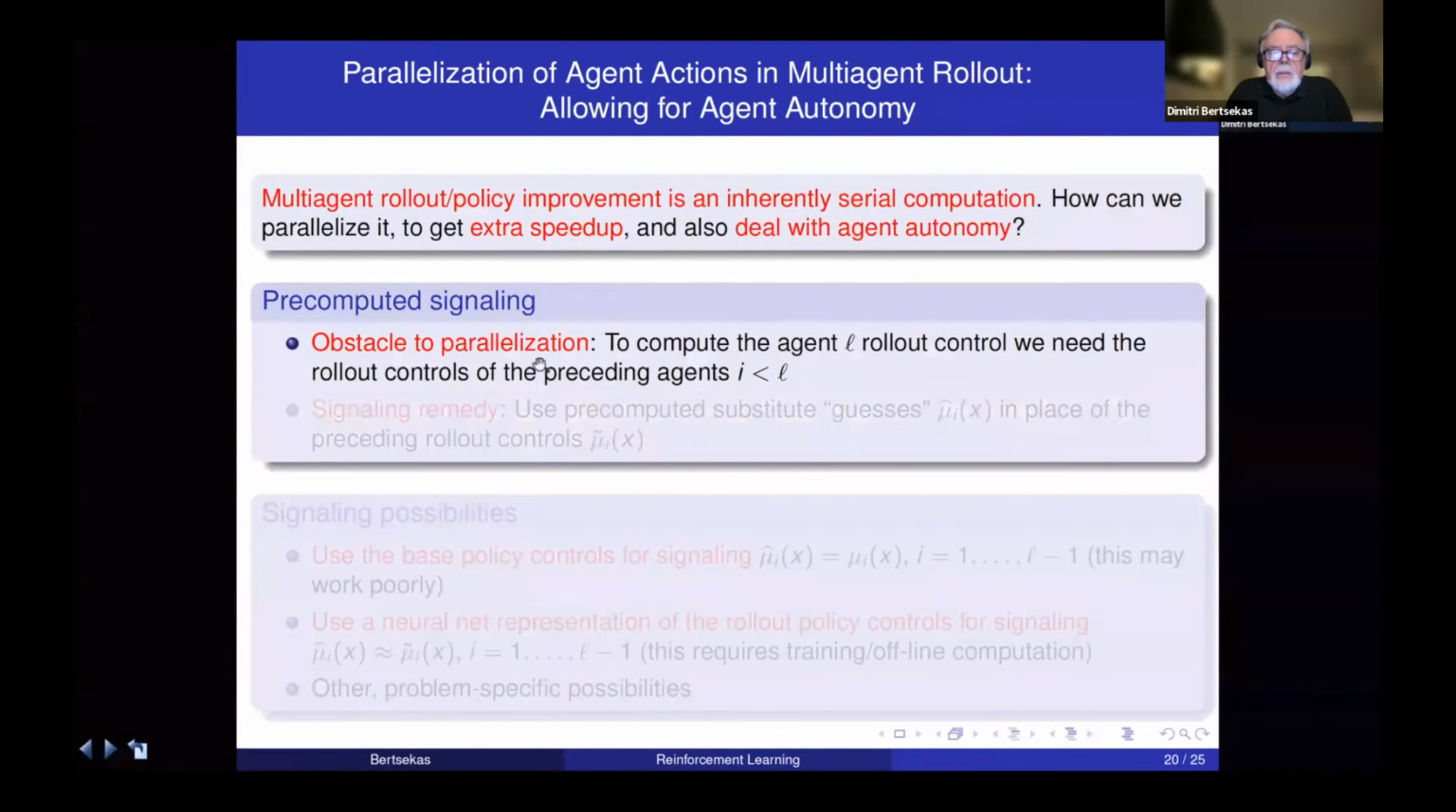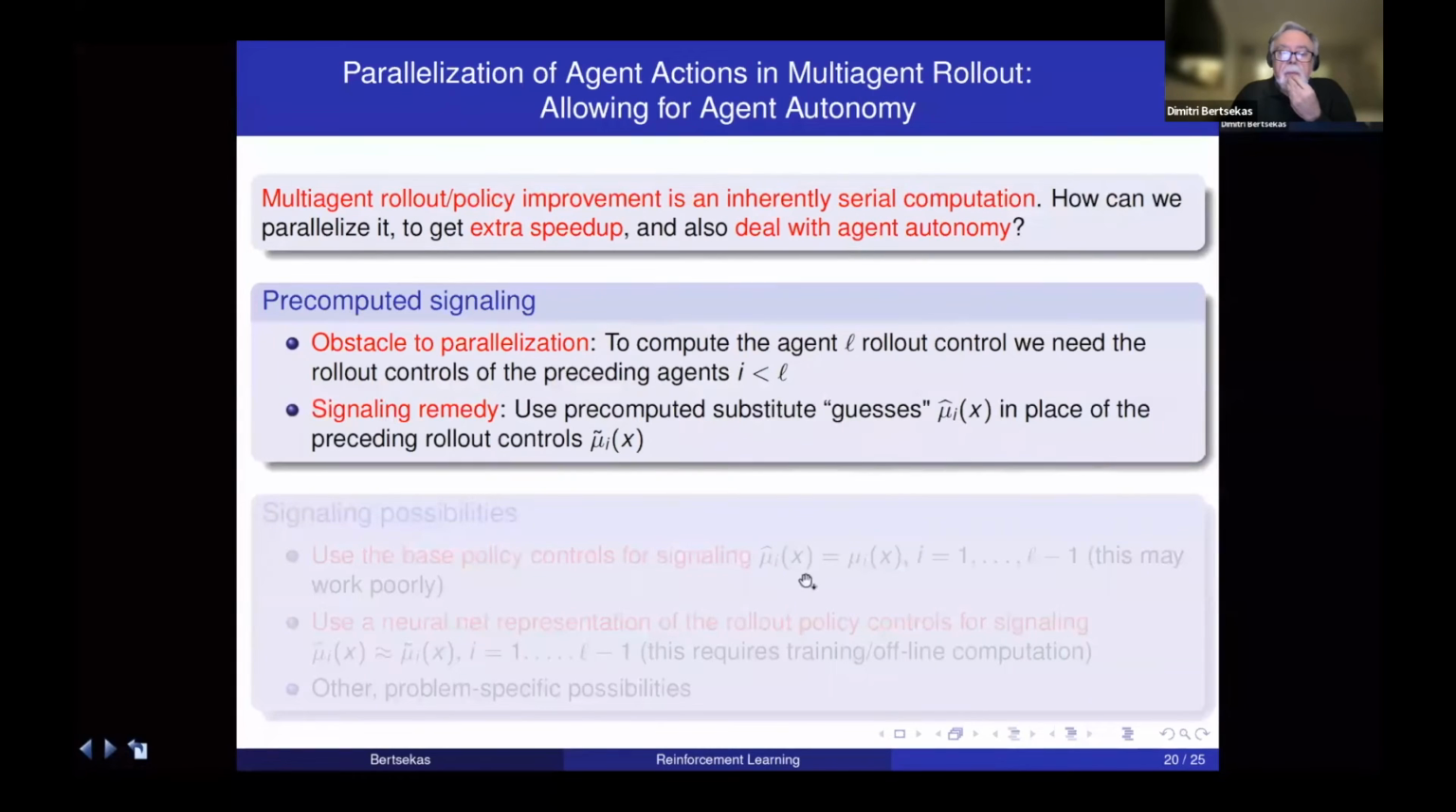Okay, so what's the obstacle to parallelization? To compute the agent L rollout control, we need the rollout controls of the preceding agents, right? This is how multi-agent rollout works. We choose the rollout controls of the agents one at a time, and we pass on the values to the future agents, to the next agents. So the reason we have to wait and do things serially is because of this need to communicate, of early agents communicate their controls to subsequent agents in the order.